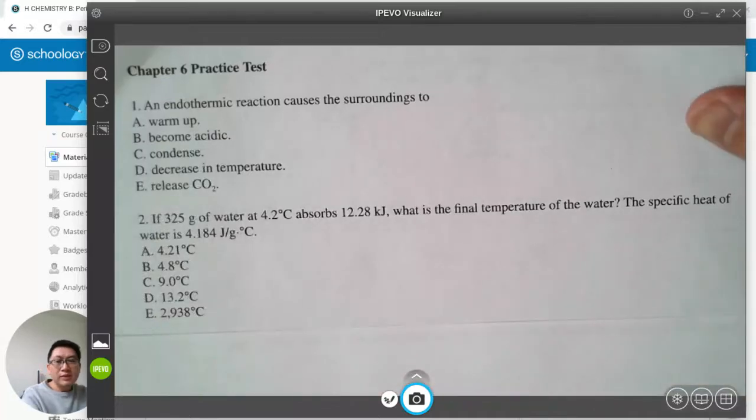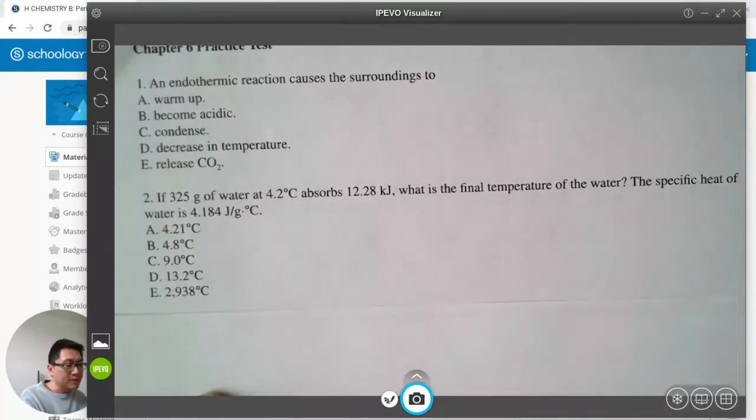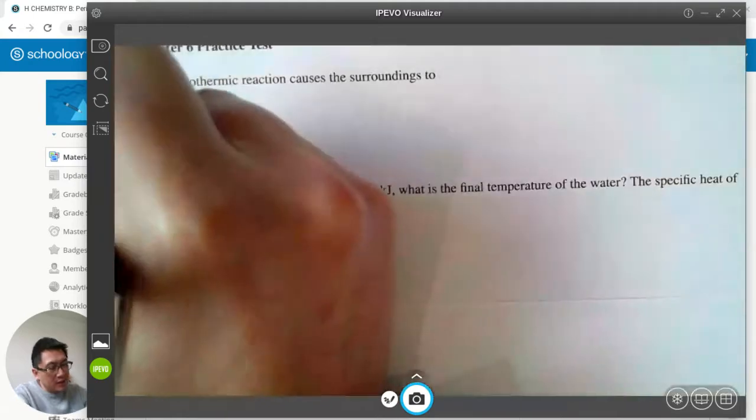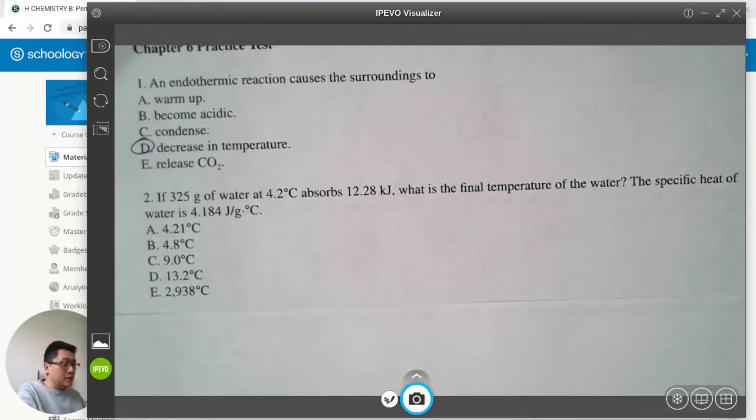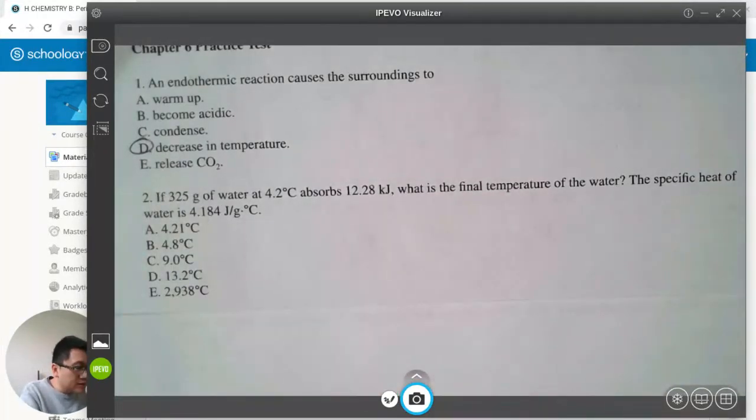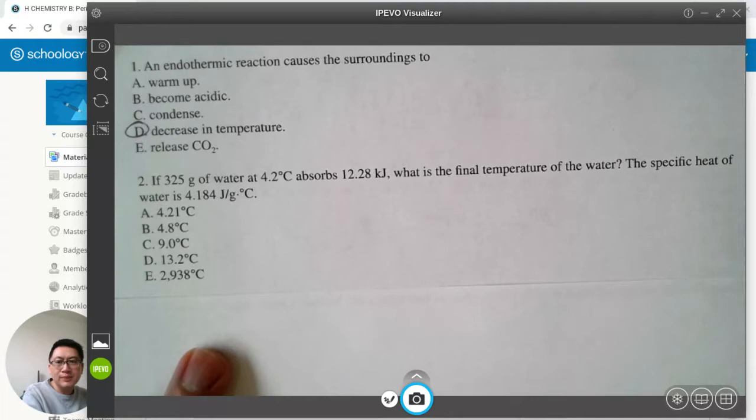I'm not going to go over number 1. I'm going to do number 2. You should know what endothermic means. Just in case you did not know that one, number 1, maybe I should ask you. What is the answer for question number 1? An endothermic reaction causes surroundings to decrease in temperature. Exothermic warms up the surroundings, and endothermic makes it colder. Okay, that's not the question I want to do right now. I want to do number 2.